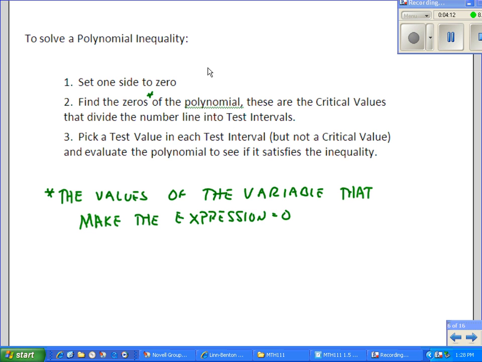So in general, to solve a polynomial inequality, set one side equal to 0, find the zeros of the polynomial, these form the critical values that divide the number line into test intervals, pick an arbitrary test value in each test interval, but you can't use the critical values, and evaluate the polynomial to see if it satisfies that inequality.